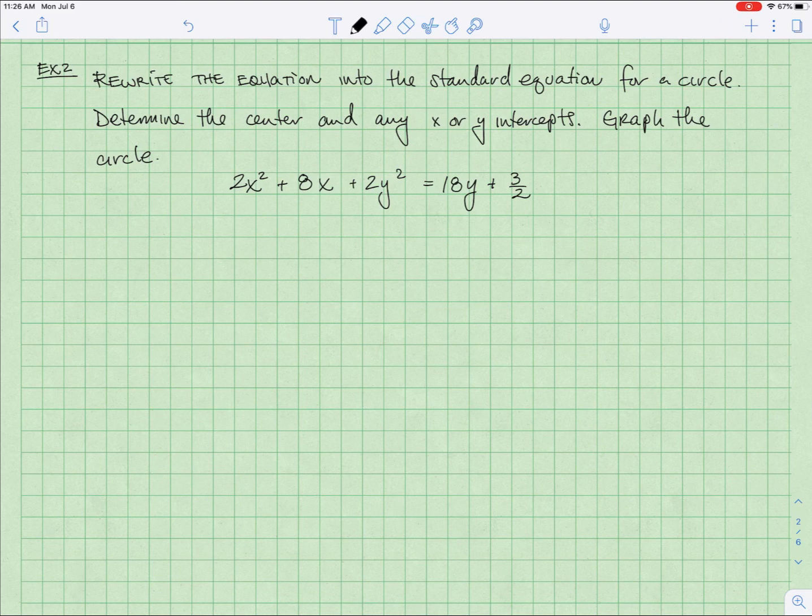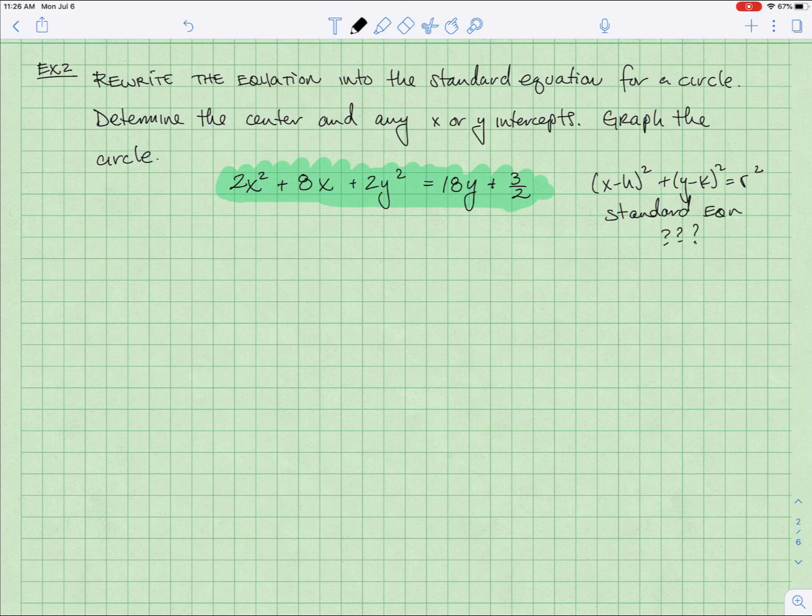So as it stands right now, this formula does not look anything like what we talked about previously in our standard equation. That is to say, (x minus h) squared plus (y minus k) squared is equal to r squared is our standard equation. But this does not look anything like that. So what are we going to do?